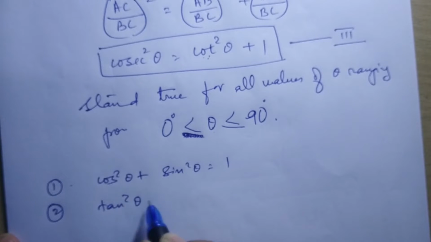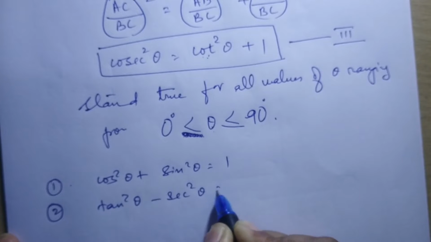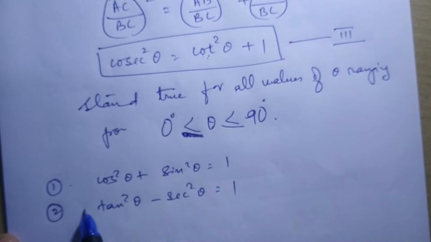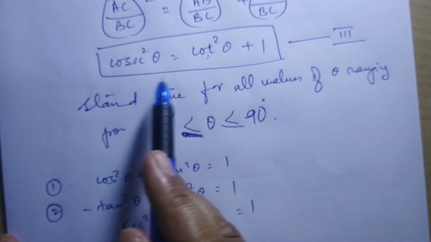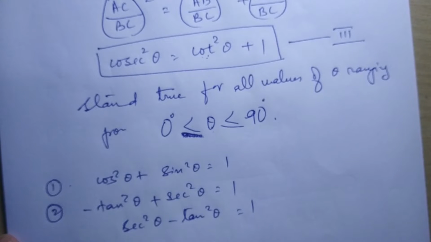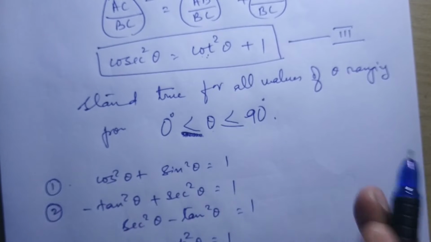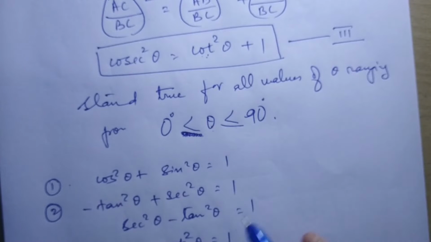Tan square theta minus sec square theta is equal to 1. I'll write it the other way: minus tan square theta, because sec square theta was here. So I will write it as sec square theta minus tan square theta is equal to 1. Okay. What is the third identity? The third one will be cosec square theta minus cot square theta is equal to 1. So these are the three identities you have to remember.